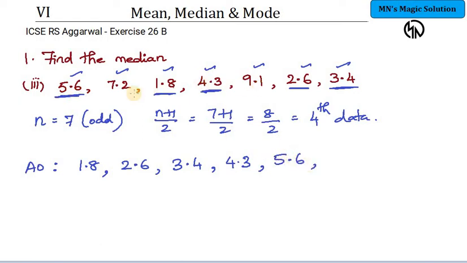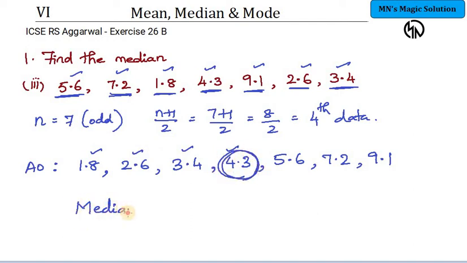6 point, there is no 6 point, then we have a 7 point here, it's 7.2. And 8 is not there, so 9.1. So how many data? 1, 2, 3, 4, 5, 6, 7. So all 7 data, I have arranged them in ascending order. Now which is the fourth data among these? 1, 2, 3, 4. So my fourth data is 4.3. So the median for this set of numbers is nothing but 4.3.